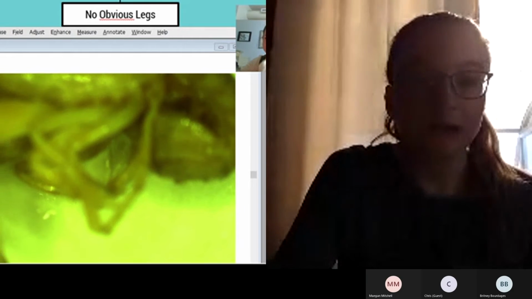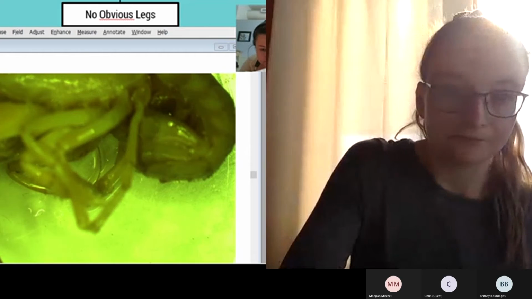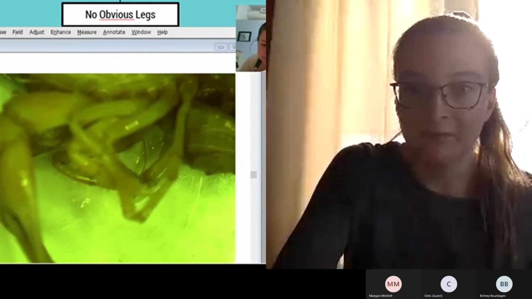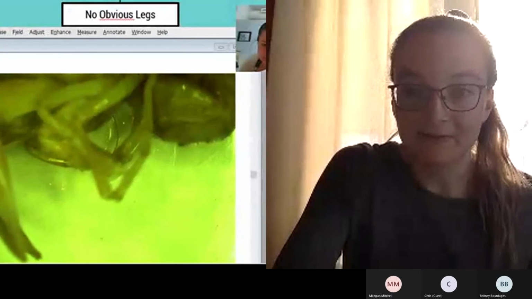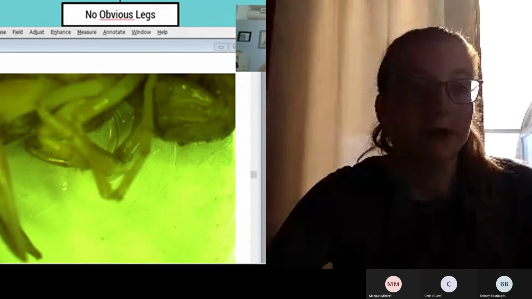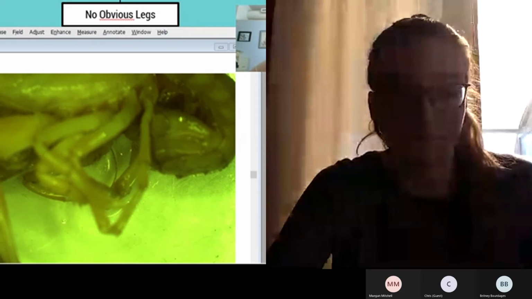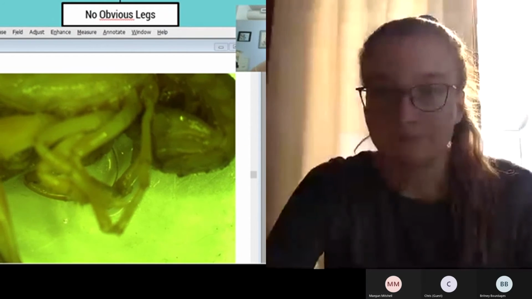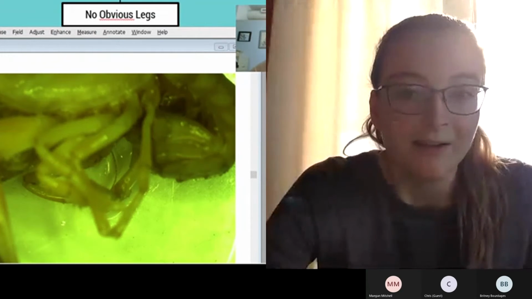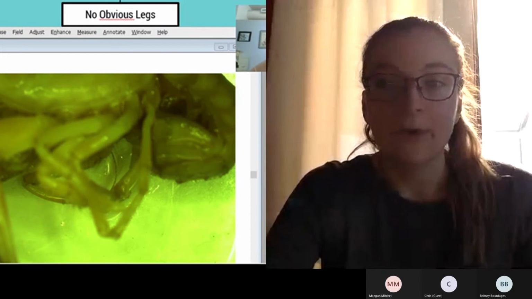So this is another one viewers might be familiar with. You'll see them in rocky habitats typically, and they can swim really fast. So, from what you can see, do you guys believe that this organism has obvious legs? Yes. For sure. Now, how many pairs of legs do we see? Do we think it has 3 pairs of legs, 4 pairs of legs, or more than 4 pairs of legs?